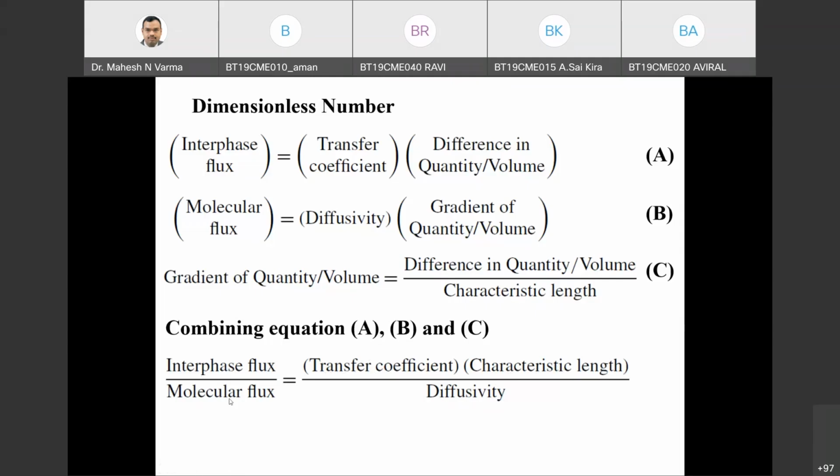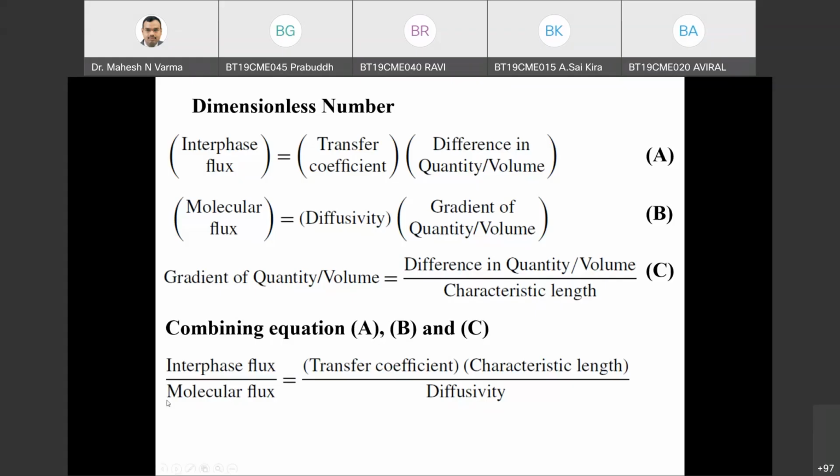Is it clear? So this is clear. Roll number 45. Yes, sir. Yeah, this is clear. Yes, sir.